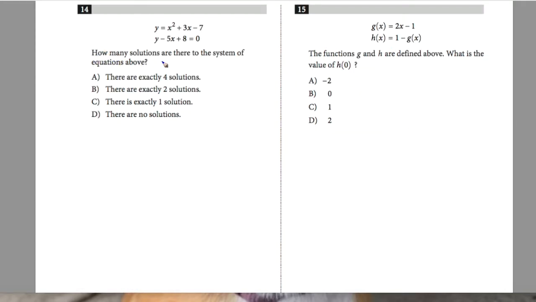Question 14 states, how many solutions are there to the system of equations above? Meaning that when y equals y and you have the same x's, how many of those solutions actually equal each other? So I'm going to have to flip this equation, which is going to be y equals 5x, or positive 5x when I bring it over to the other side, minus 8. I'm now going to have 5x minus 8 for my one y, and I'm going to set it equal to my other y, being my x squared plus 3x minus 7.